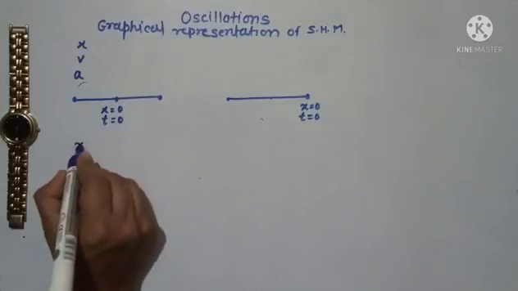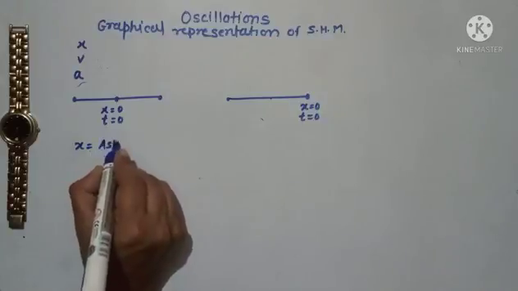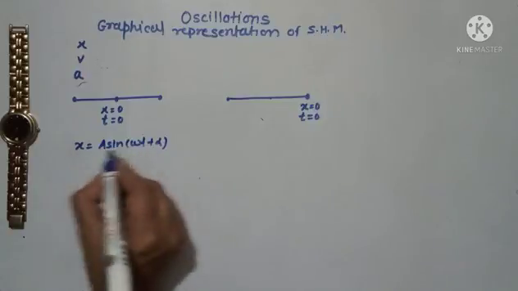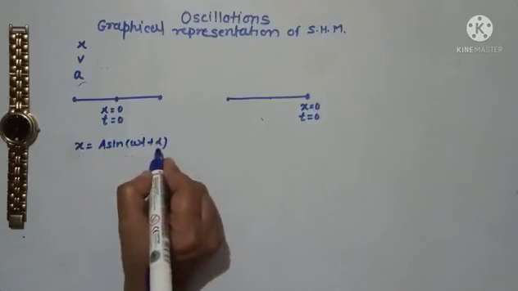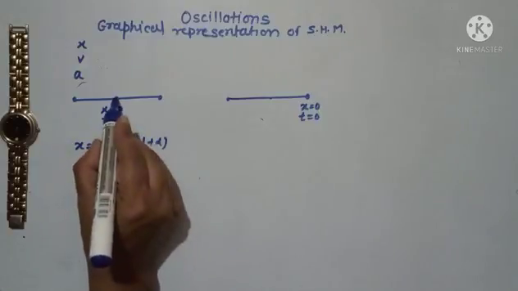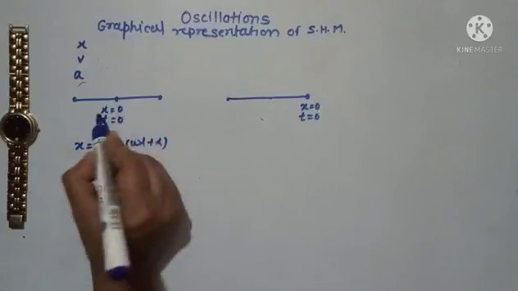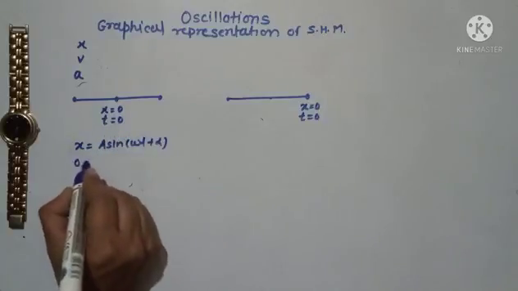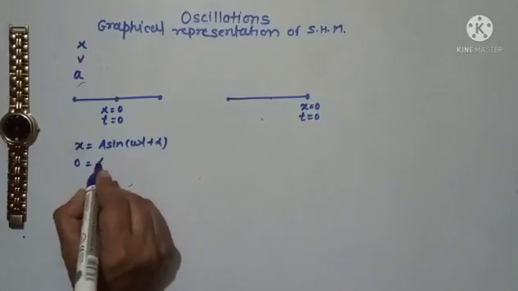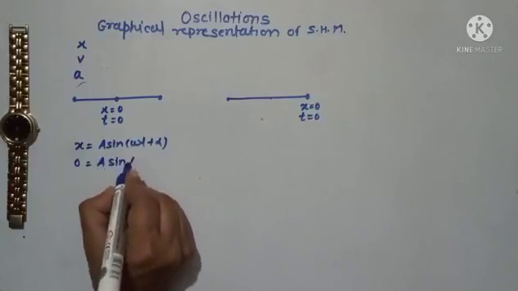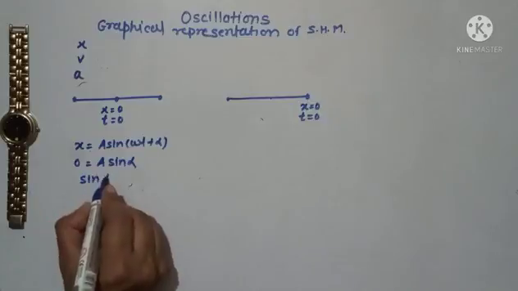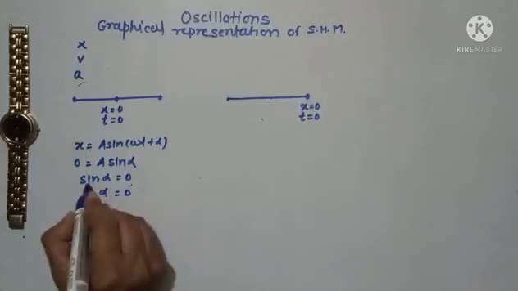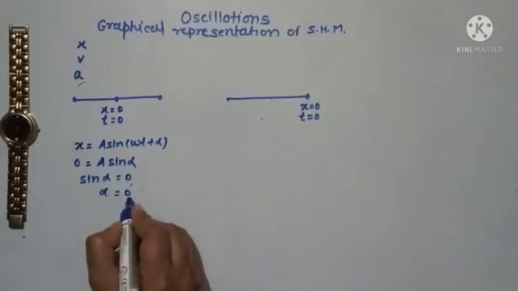Now x is equal to a sine of omega t plus alpha. This is the expression for the displacement for any kind of SHM. For this SHM which is starting from its mean position, let us put the value of x is equal to 0 at time t is equal to 0. So a sine alpha is equal to 0, or sine alpha is equal to 0. We know that sine 0 is equal to 0, therefore alpha is equal to 0.